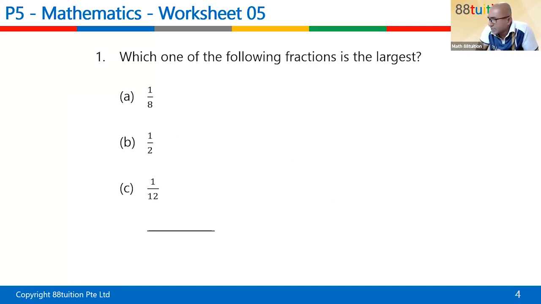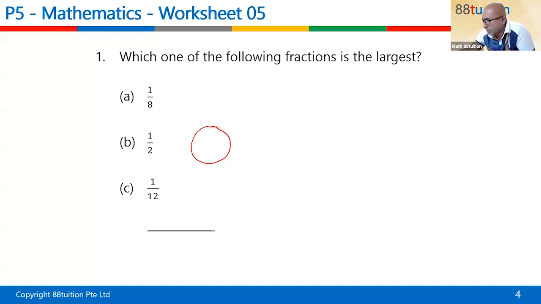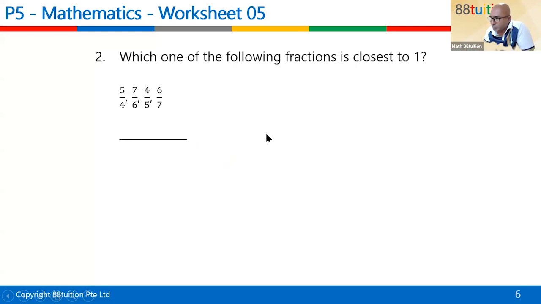Which one of the following fractions is the largest? B. All right. What I usually do is I draw a circle. Imagine this is a pizza. I cut it into two. So you get a big share, right? If it's shared by two people, you get a big portion. So that's the way I usually do it. You can do that if you want. So the answer is B. If you share with two people, you get half. Yeah, that's right. Let's move on.